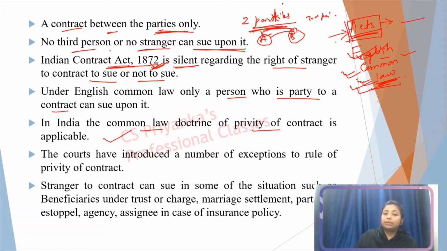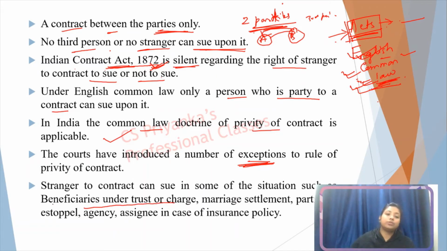Now, if we follow this English common law, it is clear that only the parties to the contract can sue upon each other, but third parties cannot interfere, sue the parties, or file a case against them. But some exceptions are there. Exceptions mean the cases in which a third party can file a case. Some situations are, for example, beneficiaries under a trust or charge.